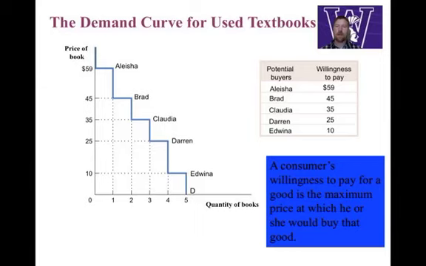On this slide is a demand curve for used textbooks. You'll be in this situation next year, I'm sure. Here's our potential buyers: Alicia, Brad, Claudia, Darren, and Edwina. And their willingness to pay. Alicia's willing to pay $59, Brad $45, then $35, $25, and $10. That's how much they're willing to buy a used textbooks for.